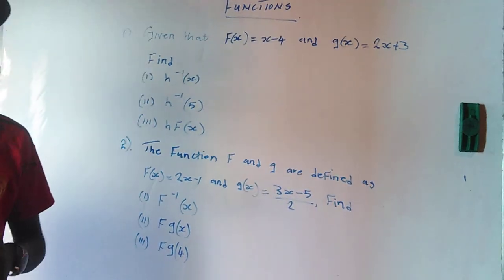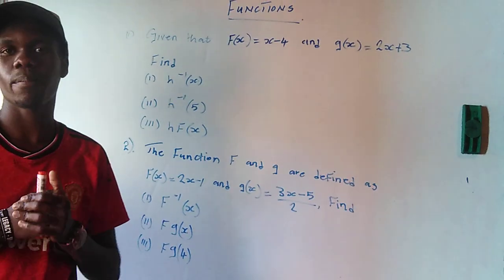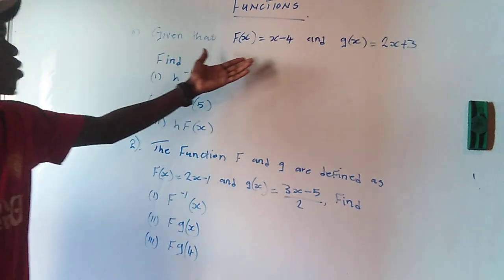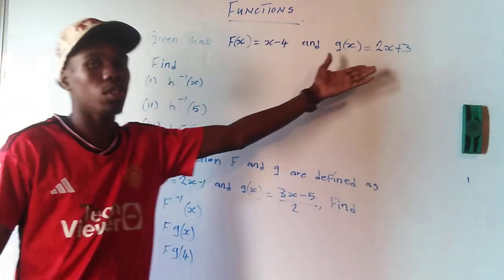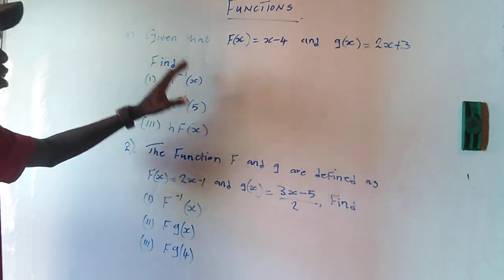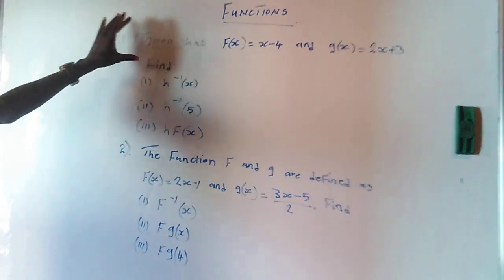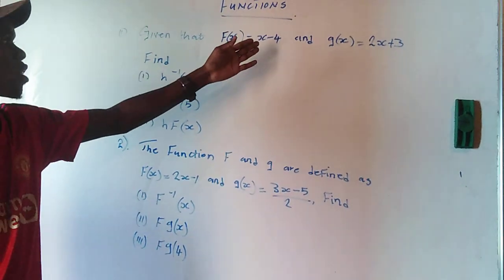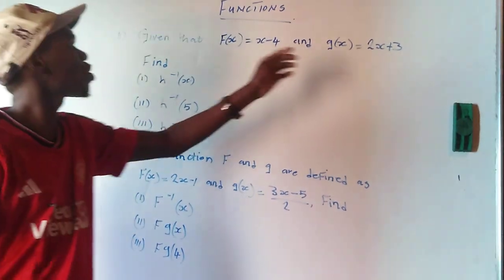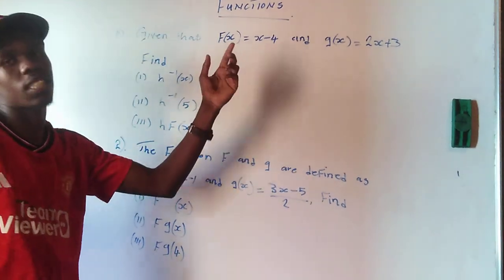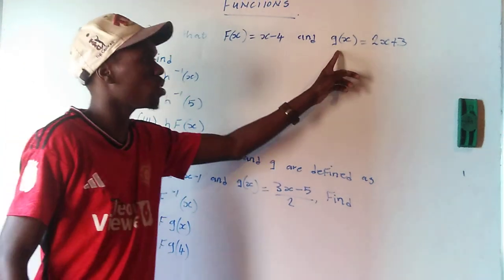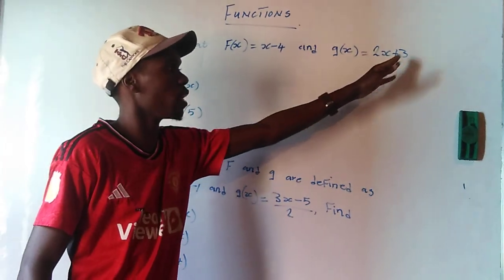It's always a must under functions that they give you two expressions, like this one, using f of x and also g of x. Without wasting much time, we go straight into answering the question. Given that f of x is equal to x minus 4 and g of x is equal to 2x plus 3. This is f of x, this is how we read questions under functions. This is g of x is equal to 2x plus 3.